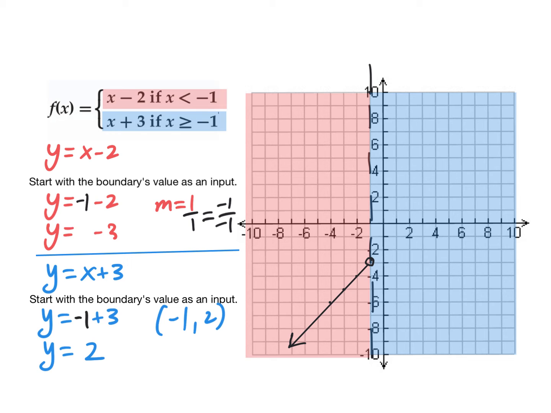It is. Why? Or equal to. So that means I can fill this point in. -1, 2. It's going to be up here. -1, 2. I have that point. It's on the graph.